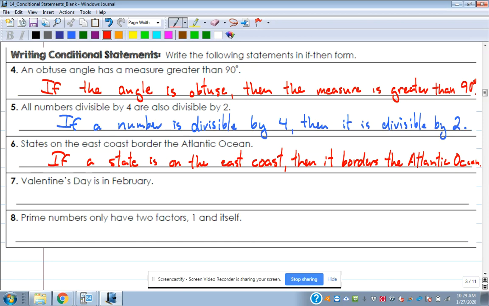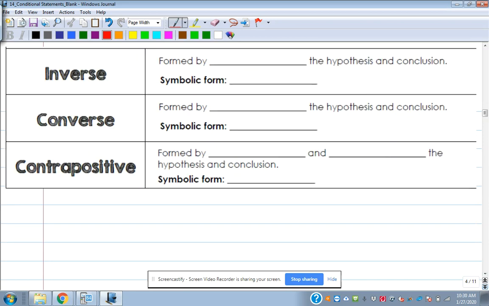All right. Number 8, prime numbers only have 2 factors, 1 and itself. So put that in if-then form. Yeah, good job. Very easy thing there. Nothing really hard about this at all. This is boring stuff.